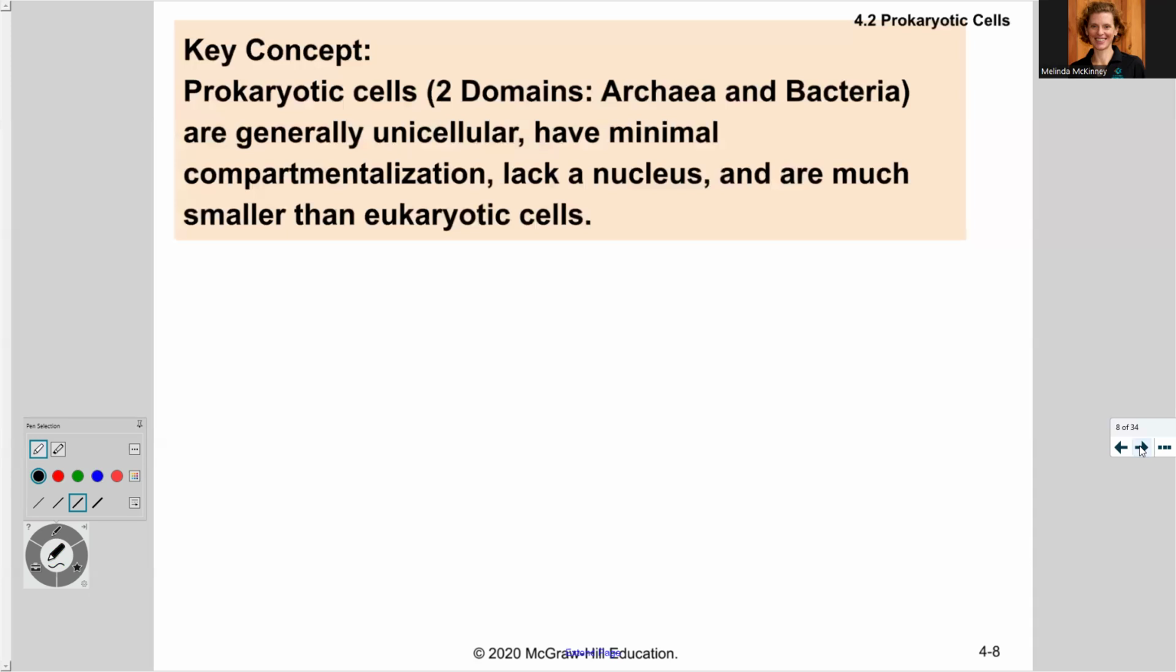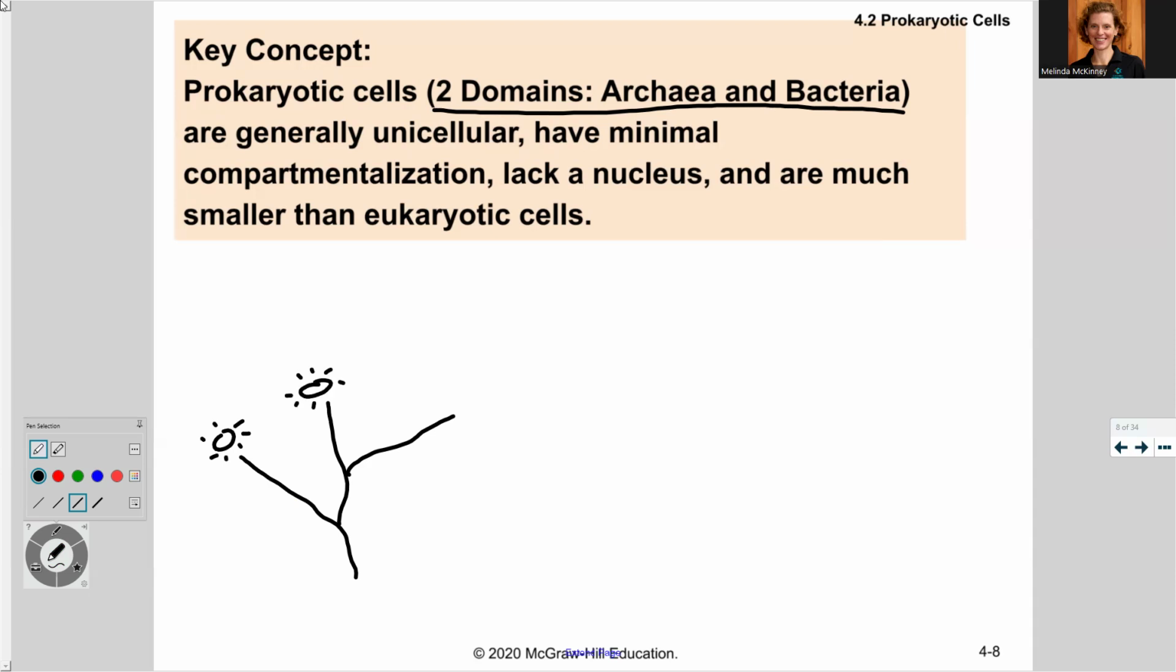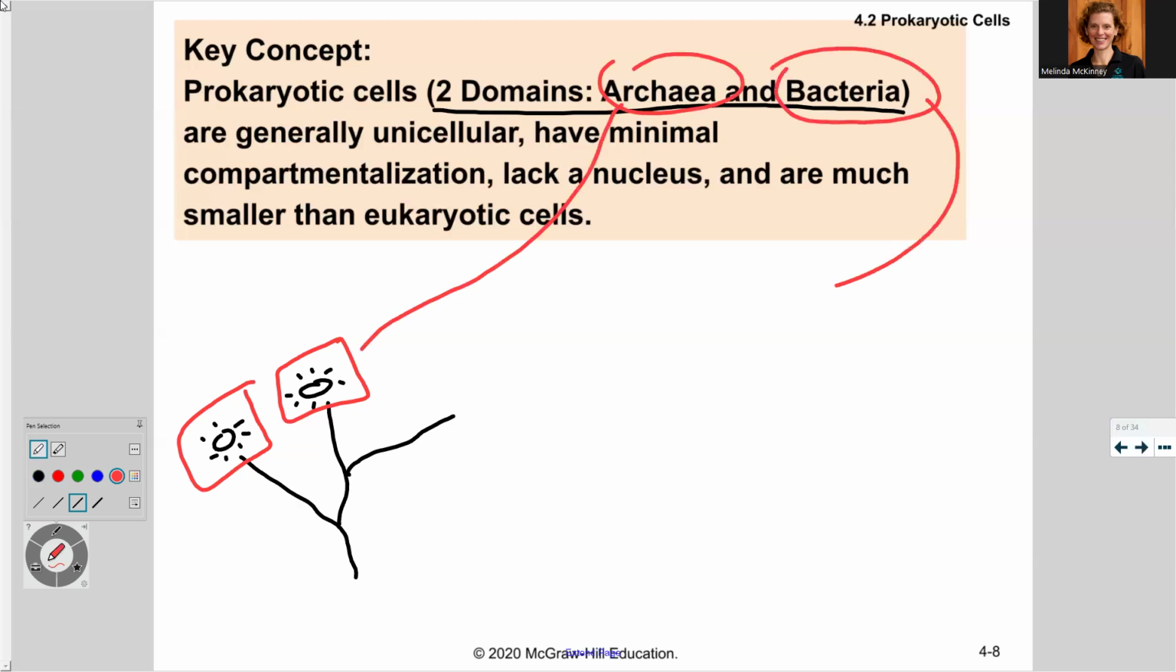There are 3 domains of all of life, and 2 of them are prokaryotes. So basically, I've got all of life here, started out from a single ancestor, and you've got 2 huge categories that are just single-celled. None of the organisms in these categories have more than 1 cell. And these 2 domains are archaea and bacteria. So archaea and bacteria over here, single cell.